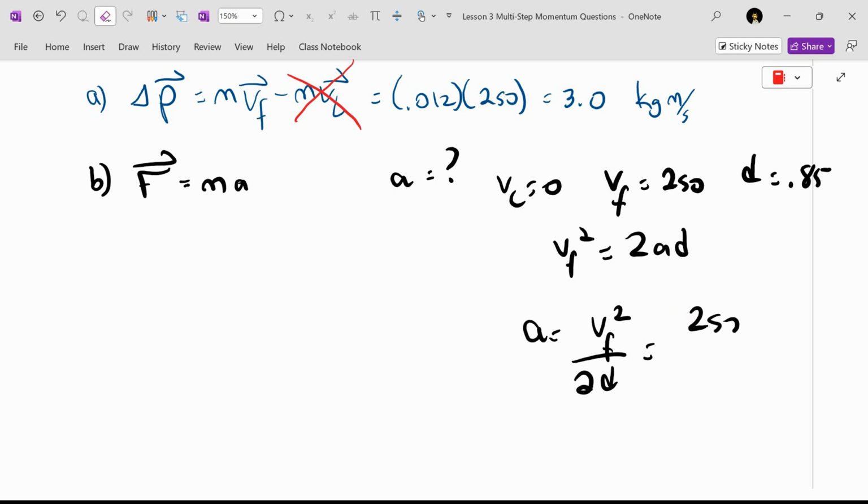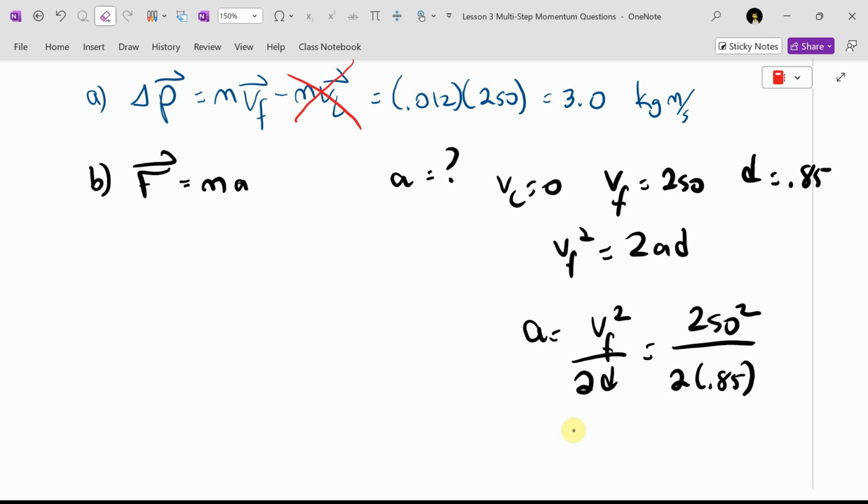It's going to be 250 squared divided by 2 times 0.85. Before we go to our calculator, Cole, are we expecting a big acceleration or a small acceleration for a bullet? Yeah, if you get a big number, don't panic. You're probably right. Okay? If you get 12, you're wrong. It's probably going to be in the thousands or tens of, in fact, probably going to be in the tens of thousands. What'd you get?